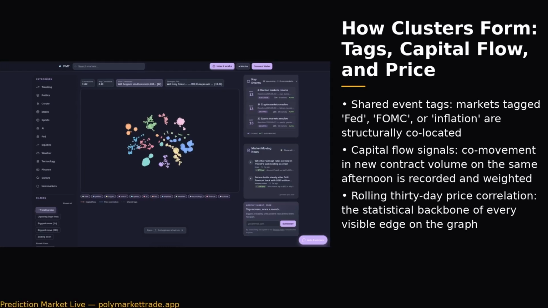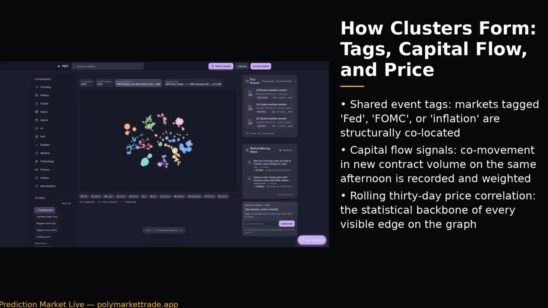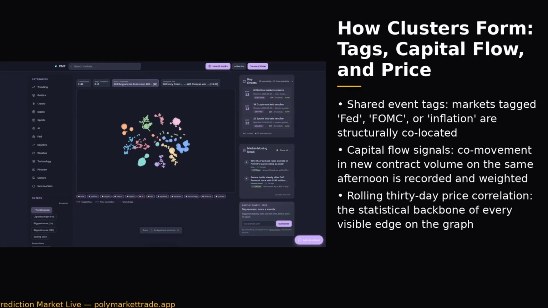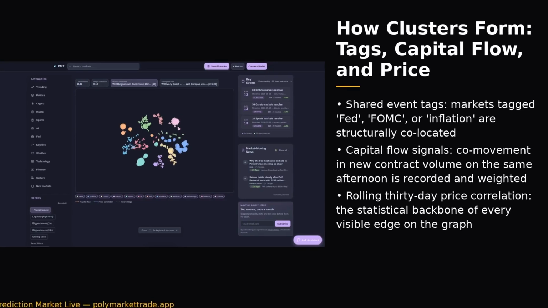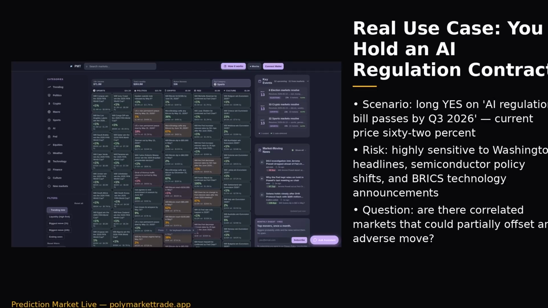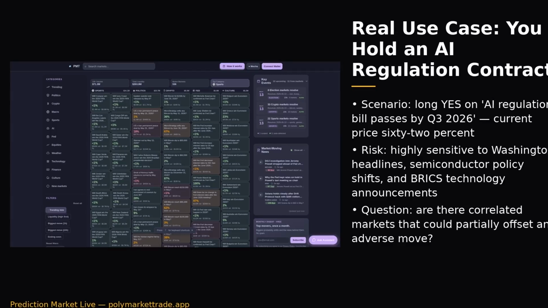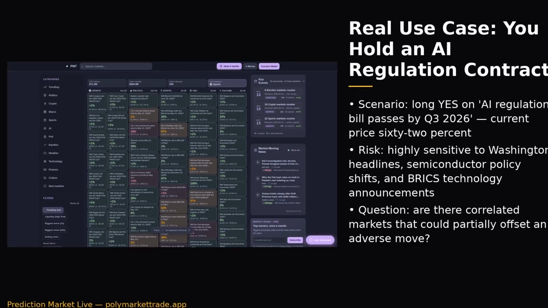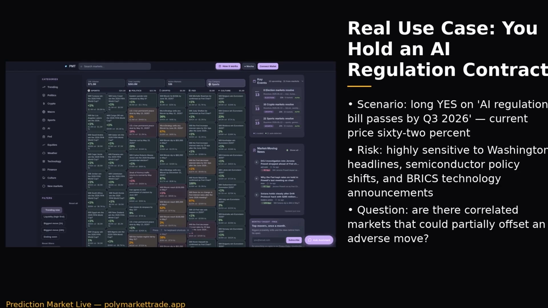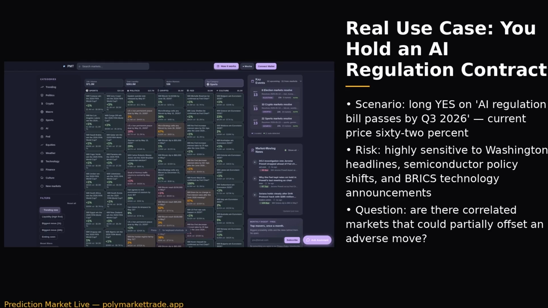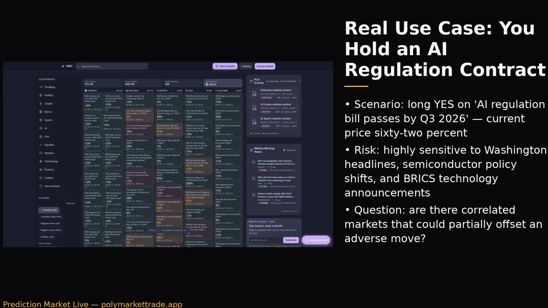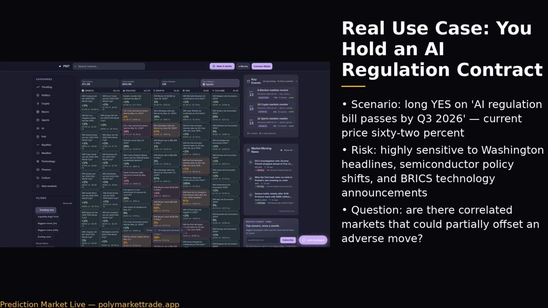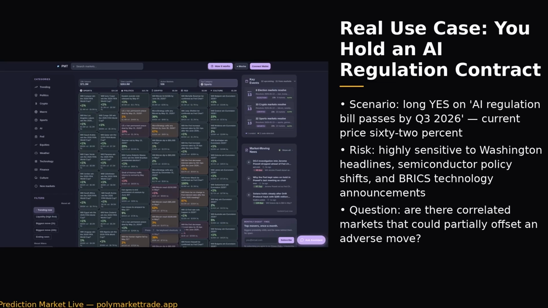Open the Correlation Analytics panel and the first thing you see is a grid, a matrix of every tracked market category laid against every other. The color in each cell tells you how those two categories have moved relative to each other over the rolling 30-day window. Deep red means strong positive correlation. When one moves up, the other tends to move up. Deep blue is the inverse. One rises while the other falls. Gray or near white cells indicate noise, not signal.